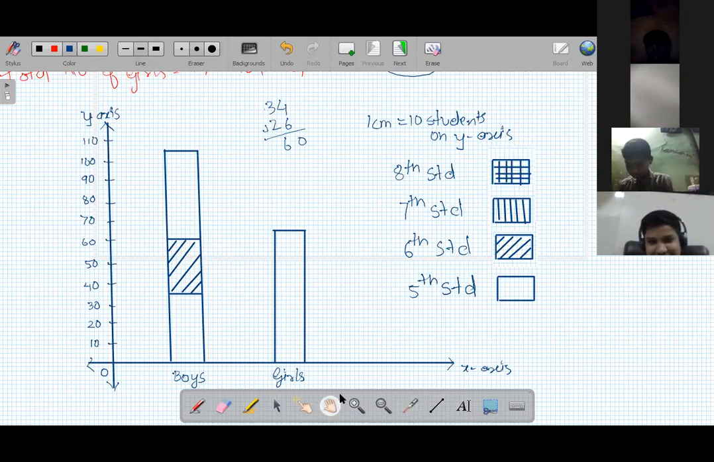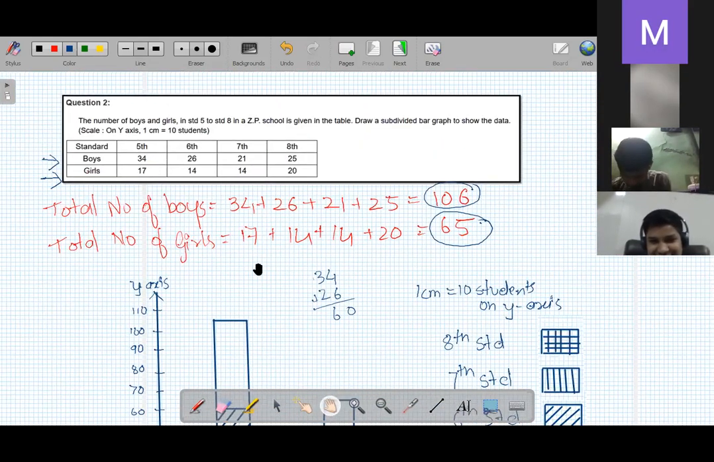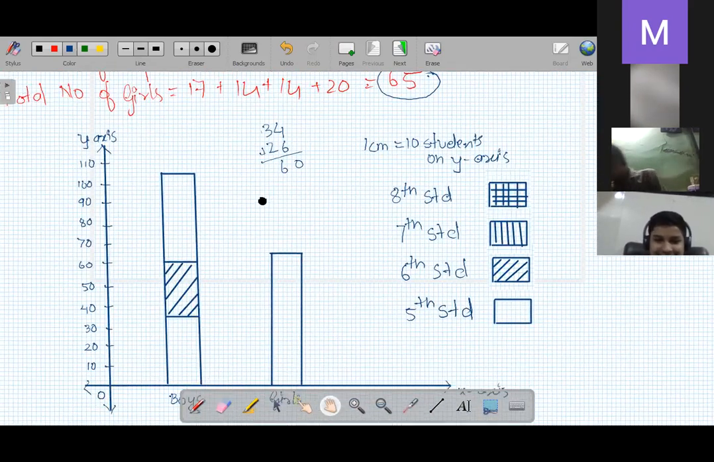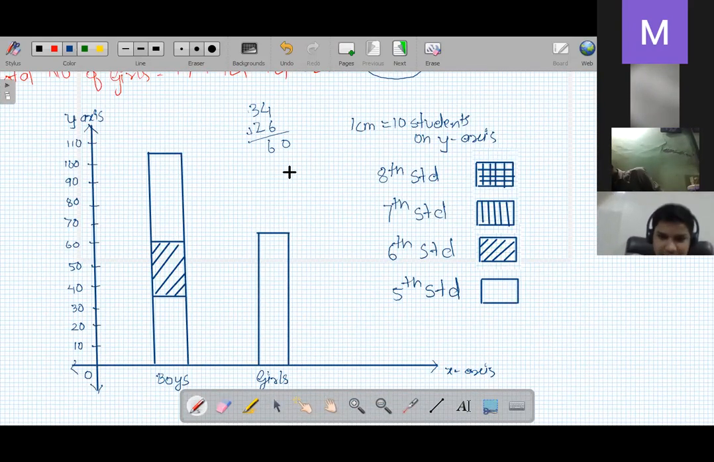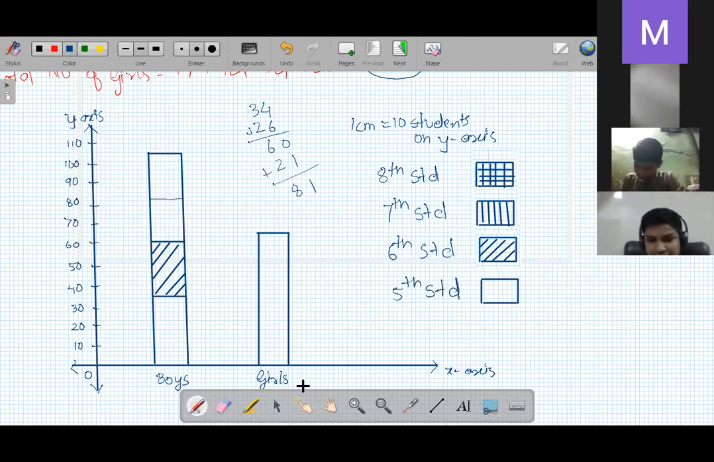Now you come to 7th standard. How many boys in 7th standard? If we see the table, there are 21 boys. So now for this 60 that we got here, you add 21. How much will you get? 81. Now you draw a line at 81. This is 80, so 81 will be somewhere here. So we draw this line here.